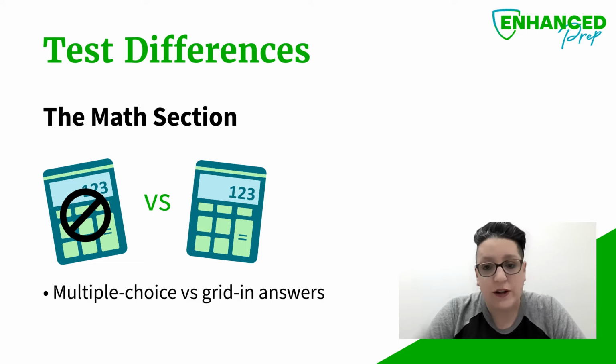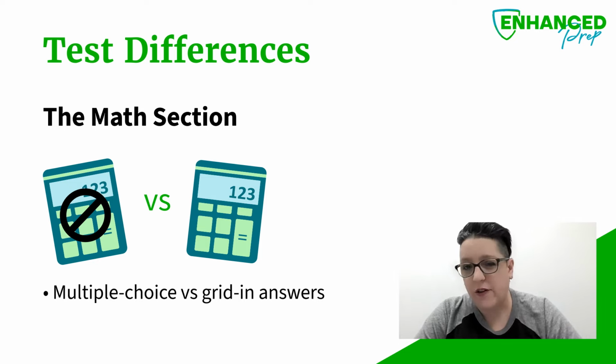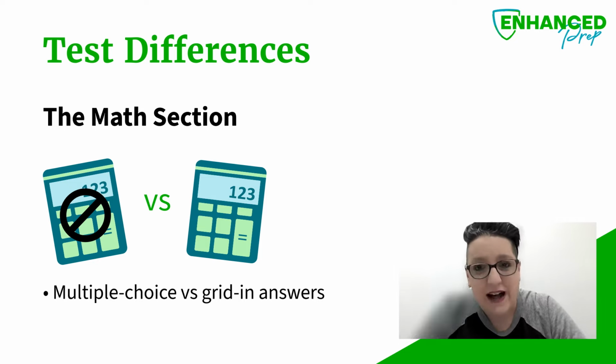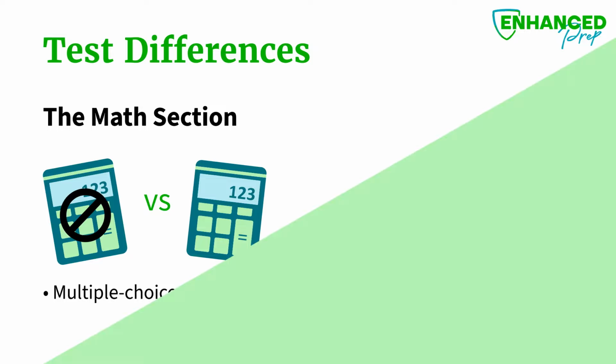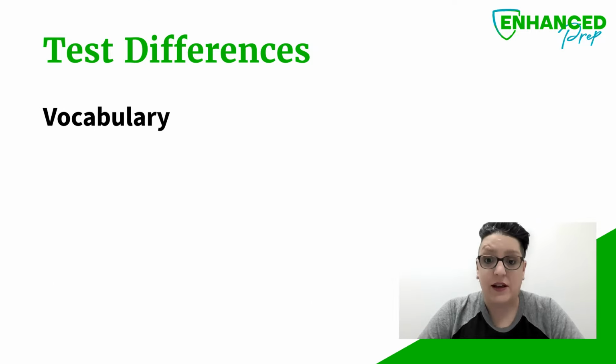ACT, all questions in that section are multiple choice. However, they do increase the degree of difficulty over the other sections by now having 5 answers to choose from rather than just 4 in the English, reading, and the science. We also have vocabulary that comes up a little bit different between the exams.